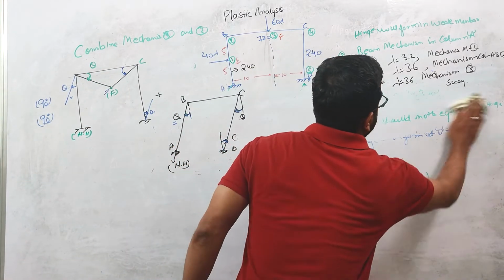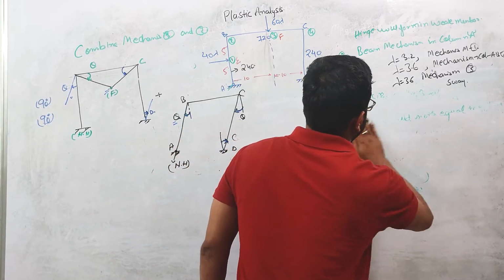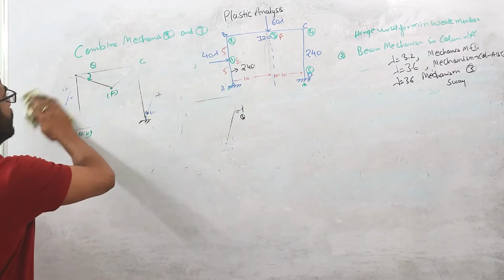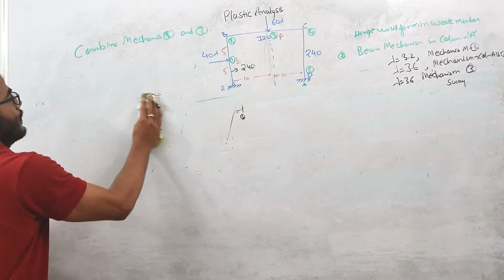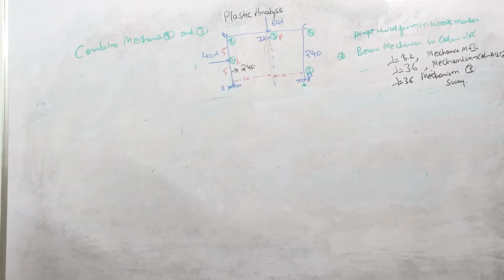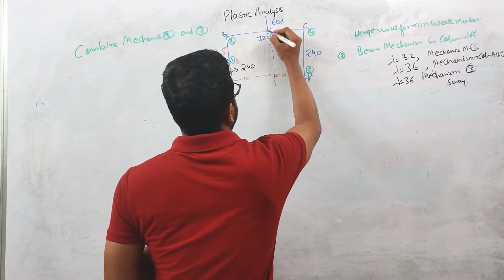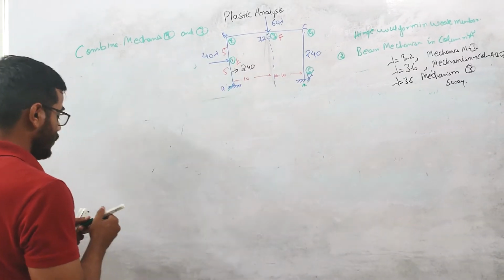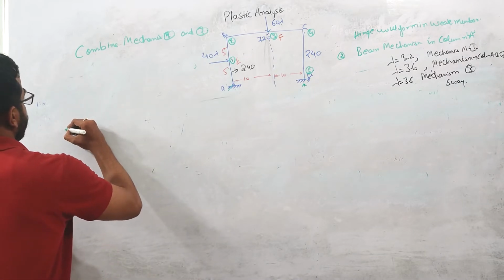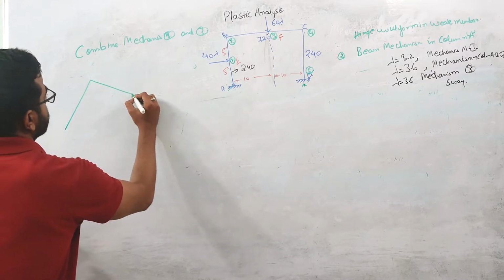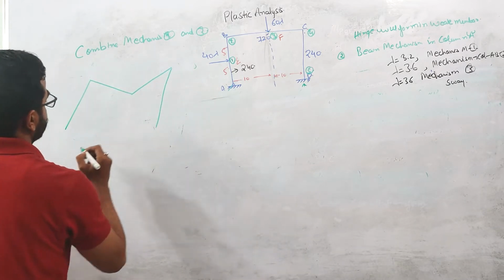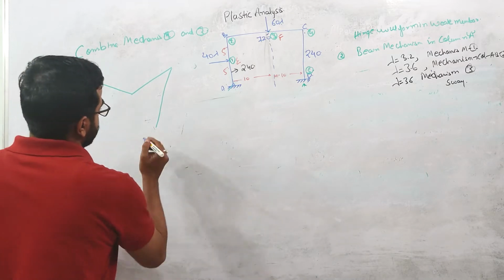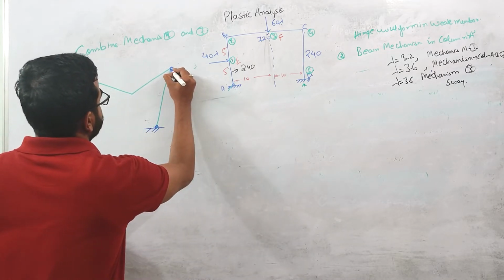So now we understood that the plastic hinges are forming at this point and this D point, right? In combined mechanism, when you are combining mechanism 1 and mechanism 3, it will look like this. This is natural hinge, this is plastic hinge. At this point also there is formation of plastic hinge.